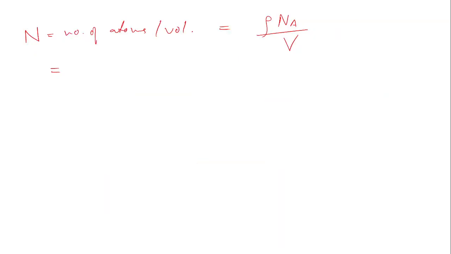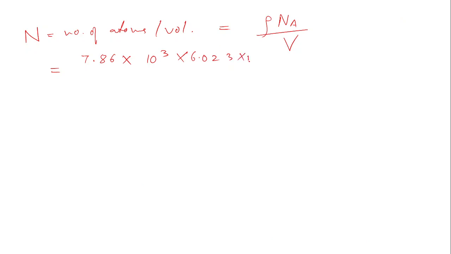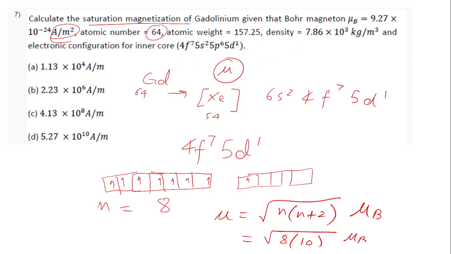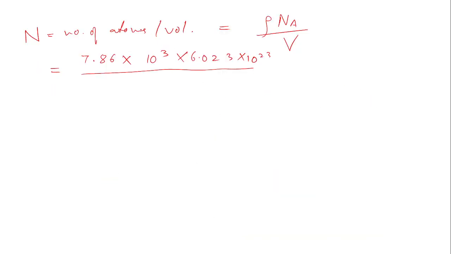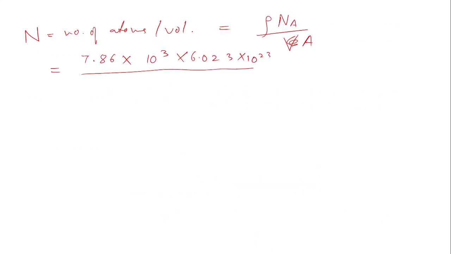And density is 7.86 times 10 to the power 3 kg per meter cube, and Avogadro number 6.023 they have given, 6.023 times 10 to the power 23, divided by volume. Anyway, we are calculating number of atoms per unit volume, so this will be the atomic weight. Atomic weight is 157.25.